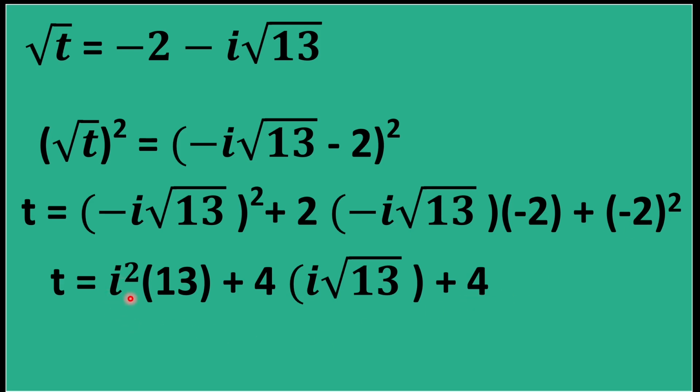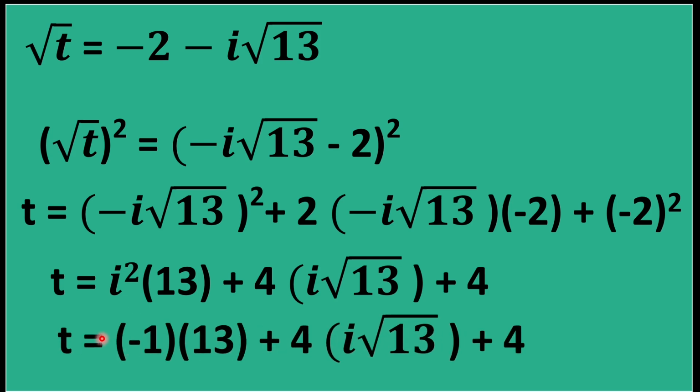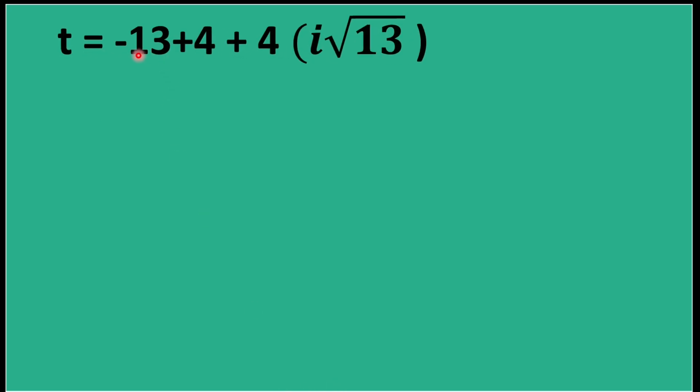So this iota square equal to minus 1. So we will write this as minus 1 into 13 plus 4 iota under root 13 plus 4. Now this minus 13 plus 4 will become minus 9 and plus 4 iota under root 13. So this will become minus 9 plus 4 iota under root 13.